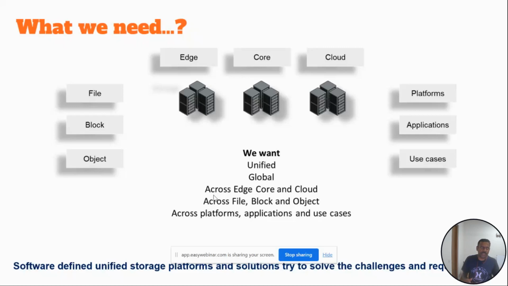If I need file storage or block storage or object, it should work. If I'm deploying my application in edge or core or cloud, it should work. So our requirements are endless, right? We want unified, and it has to be global and across edge, core, and cloud, and across all the file types, and across platforms, applications, and use cases. Everything should work seamlessly. This is where our requirement is.